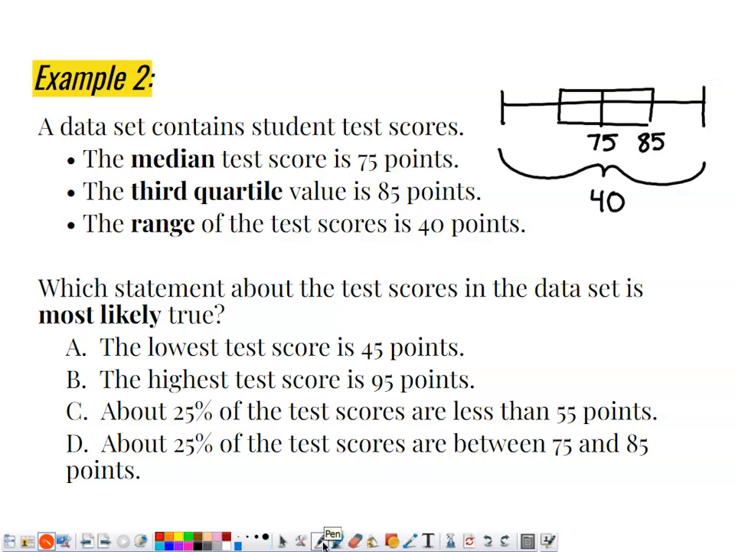Option C, about 25% of the test scores are less than 55 points. Looking at this, I don't see 55 in there at all, so I don't feel confident about that answer at all. And then option D, about 25% of the test scores are between 75 and 85 points. So I see this 75 right here, I see this 85 right here, and remembering the definition of box and whisker, it has to be that 25%. I feel very confident about that answer right there, so we're going to go ahead and select option D as the answer.